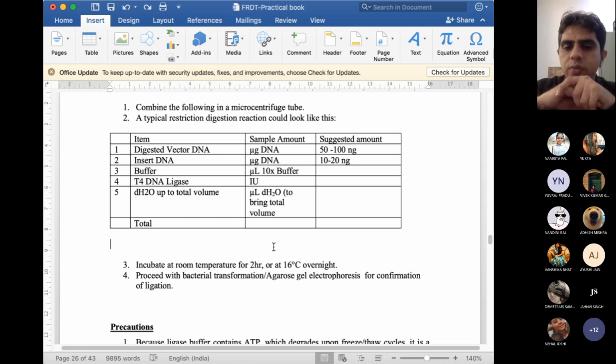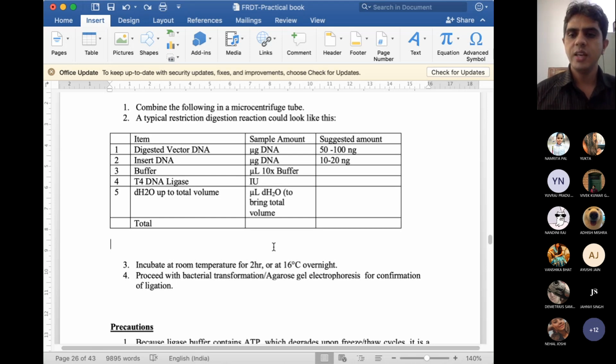So once you've done it, once your incubation is over, the next thing is to check to confirm whether ligation is done or not. Because still we can't say that just once we added the ligase enzyme, the ligation is definitely going to be over. No, it may not happen. To confirm whether the ligation is done or not, two things are there with us.